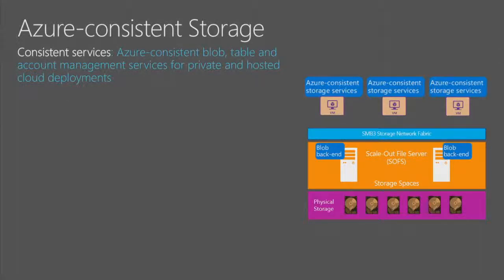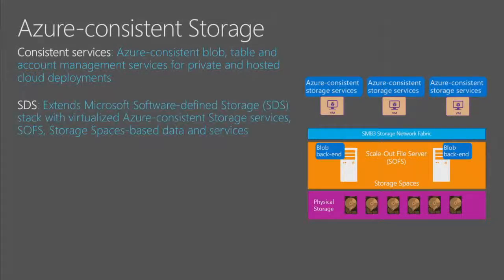As you can see here, it's based on the scale-out file server and storage spaces technologies that we already have, and the high-speed SMB network fabric that we have. So that includes continuous availability, SMB multi-channel, RDMA support, and all that, right? And a set of Azure Consistent Storage services that are running in virtualized form factors, right? So they're all running in virtual machines, basically. Think of them that way.